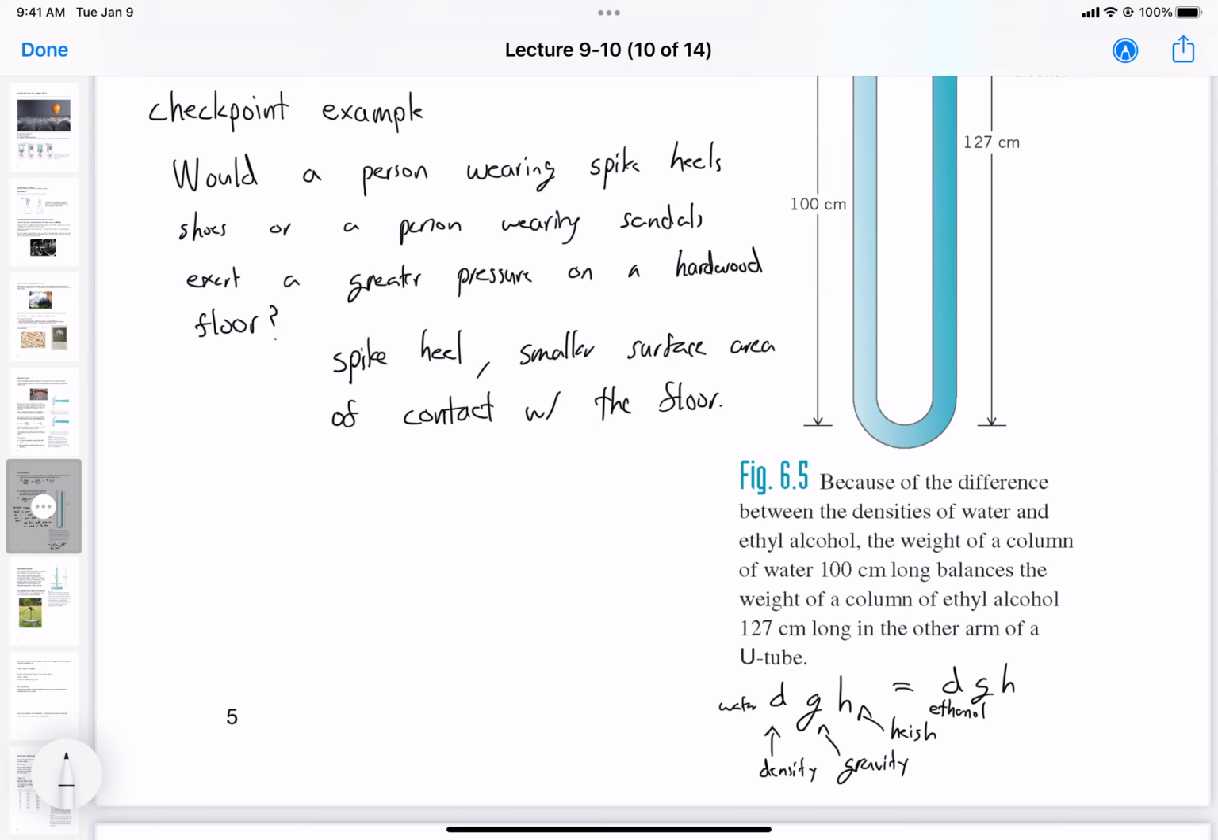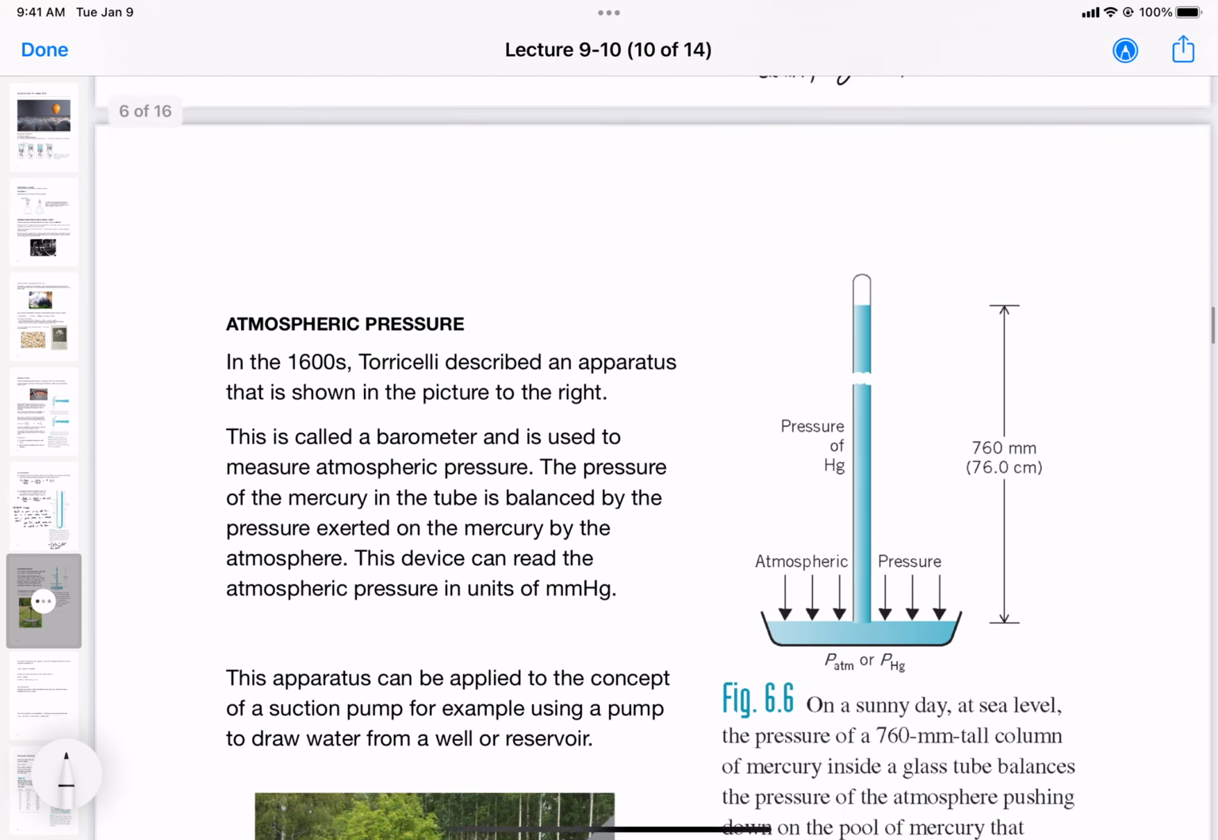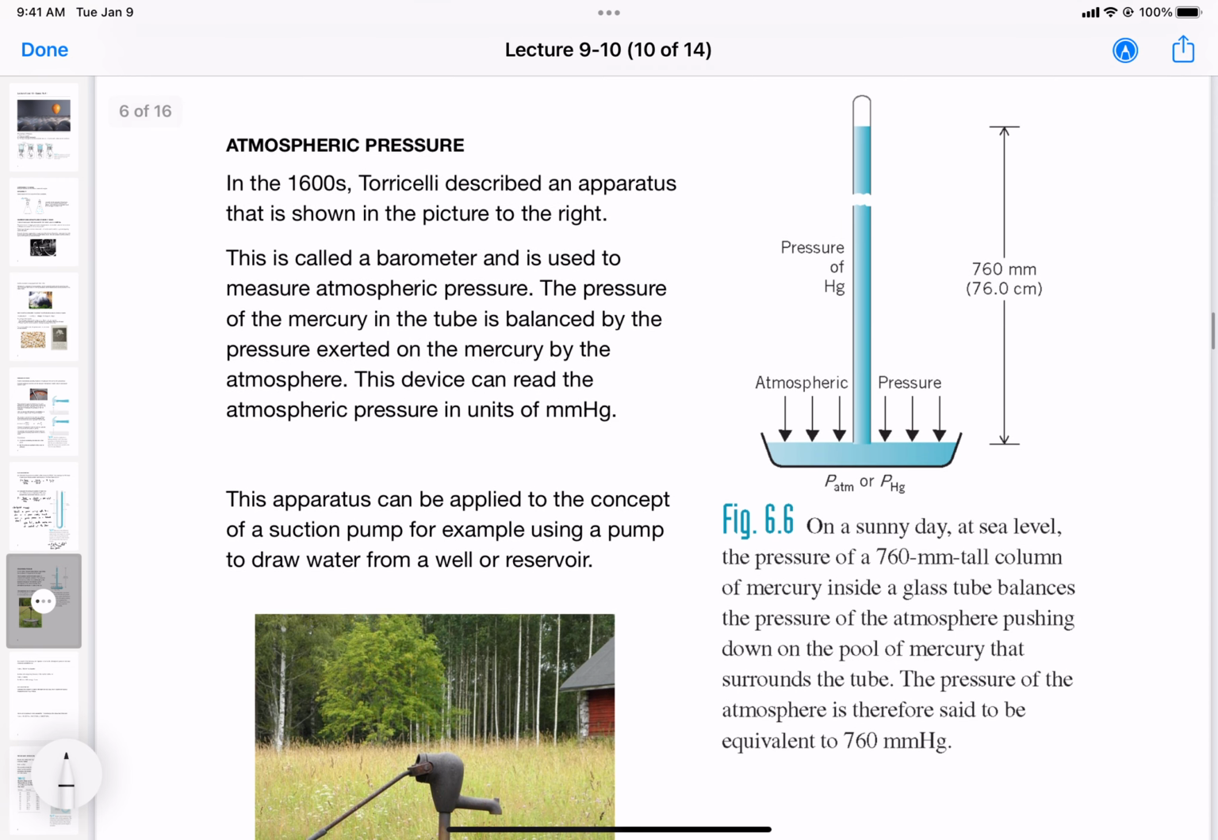So they will balance each other out based on their densities in this U-tube here. Okay, so that's an introduction to pressures exerted by liquids in a container. All right, so let's move on now to atmospheric pressure.